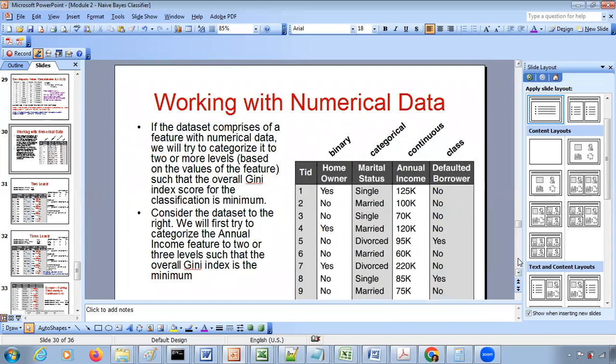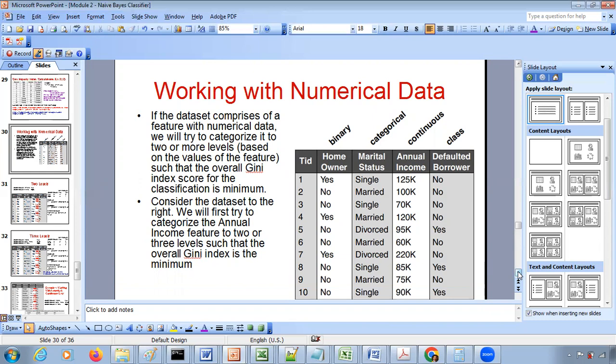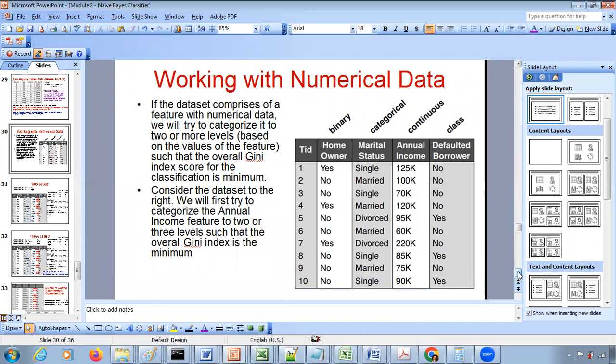And we'll come back to this also in the next module on decision trees in greater detail. So let's now look at what is the focus of this video: how to use naive-Bayes classifier for working with numerical data. Here I show a data set where you have a mix of features. We have two features, homeowner and marital status, that are more categorical in nature, and the annual income, which is more numerical in nature.